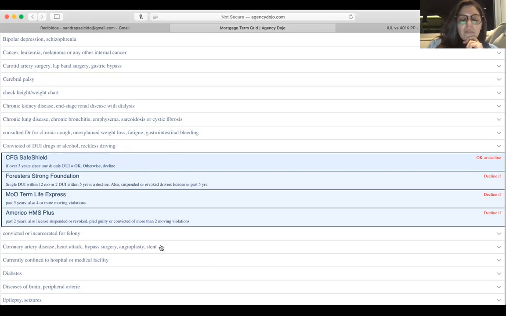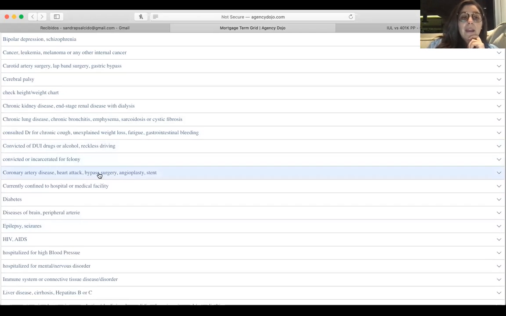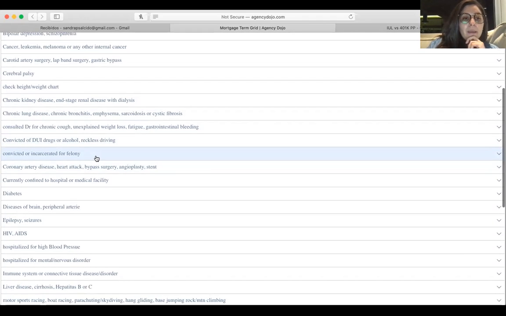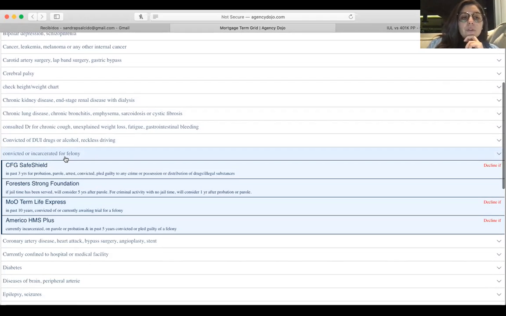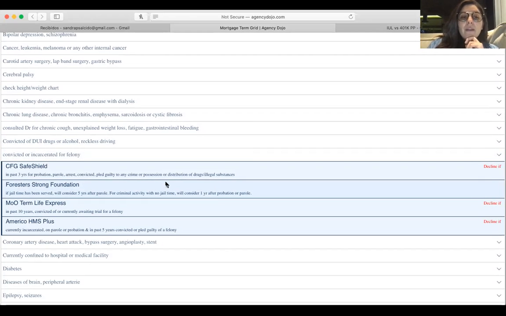So just to make sure we have that on the simplified aspect, it will be declined with Foresters, with Mutual of Omaha, and Americal. Convicted or incarcerated for a felony: Foresters Strong Foundation, if jail time has been served, will consider 5 years after parole. For criminal activity with no jail time, will consider 1 year after parole. All other carriers will get declined.